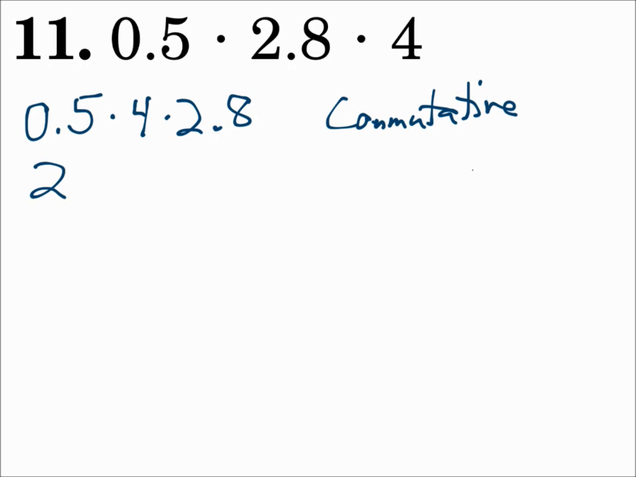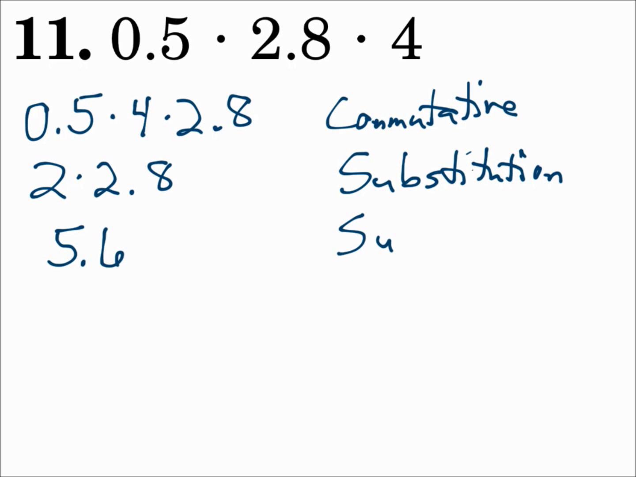For number 11, it would be easier to do 0.5 times 4 than to do 0.5 times 2.8. So let's change the order using the commutative property. And 0.5 times 4 is 2. That's an easy number to use. Now we have 2 times 2.8, which is 5.6. Change the order to give you easier numbers to work with.